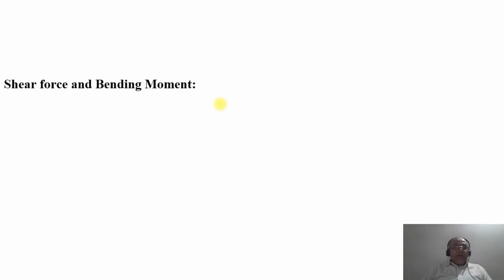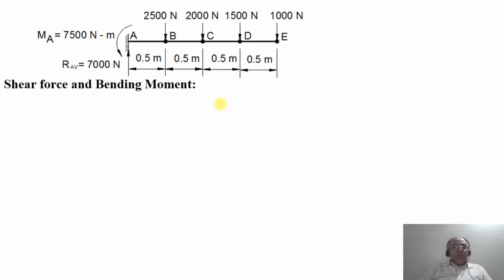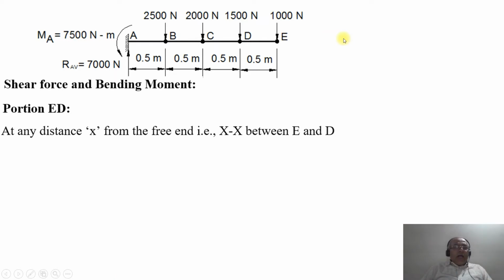Now we go for the shear force and bending moment. Let us consider a beam which has been given with all the loads acting on it. We want to find out what the shear force and bending moment will be at each of these points. To do that, first we're going to consider the portion ED, so that means we are considering the portion between D and E now.